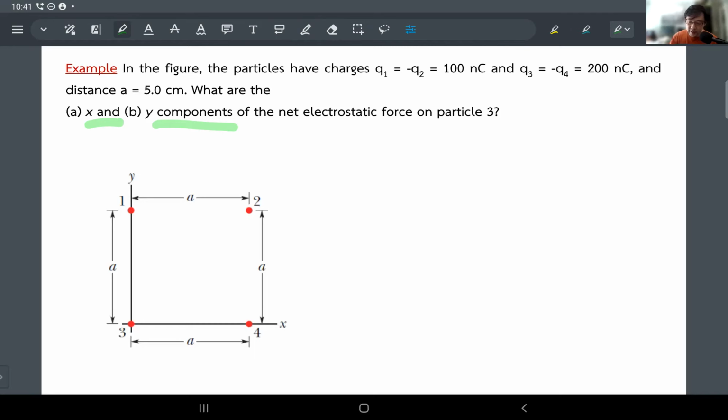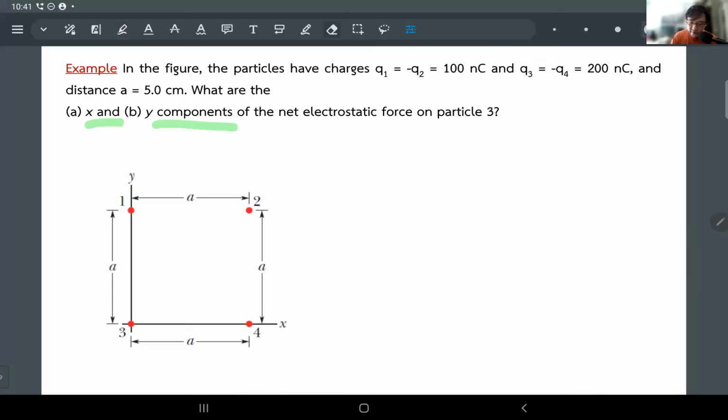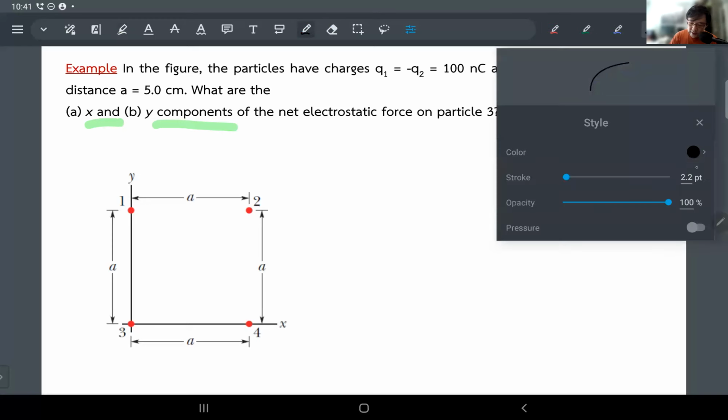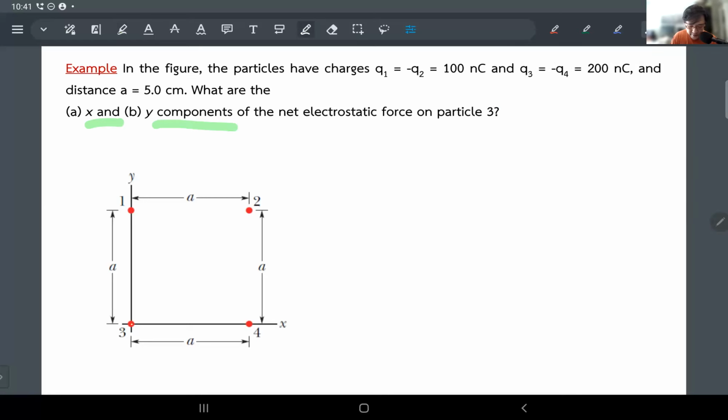Let's do that. So first, if I want to do that, I'm just going to have to forget about charge number 3 for now. Let me eliminate this first. Let's pretend that it's not there. So what I'm going to have to figure out is the net electric field at the location of charge number 3. Sounds good?